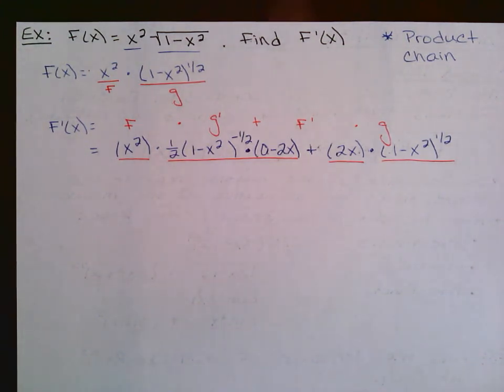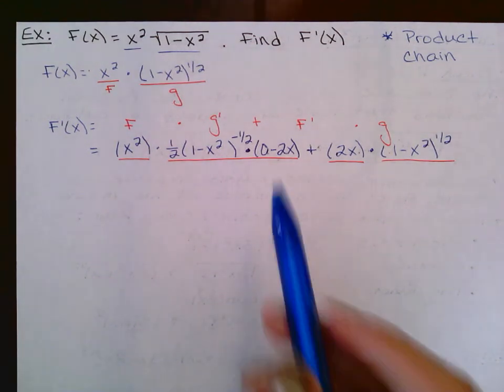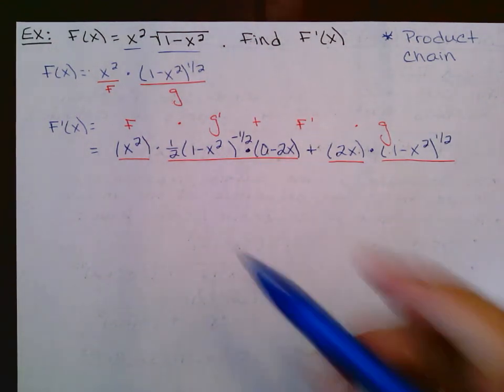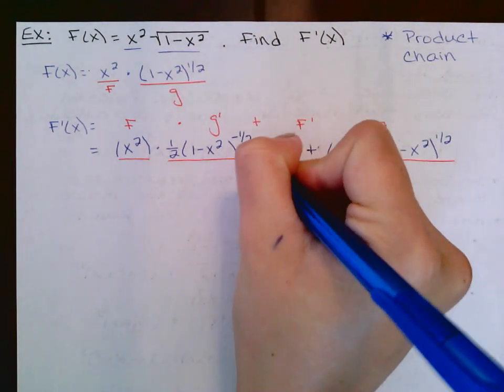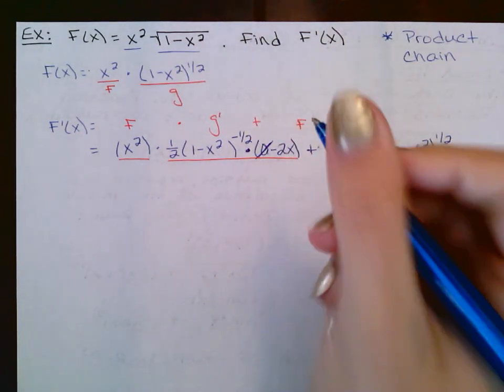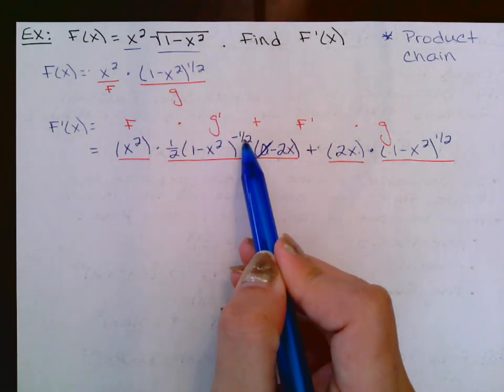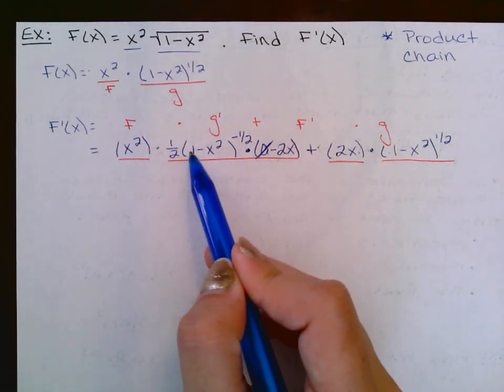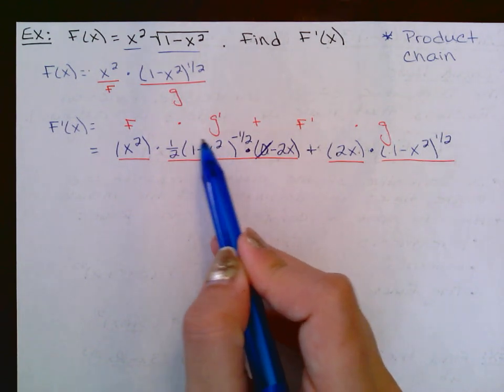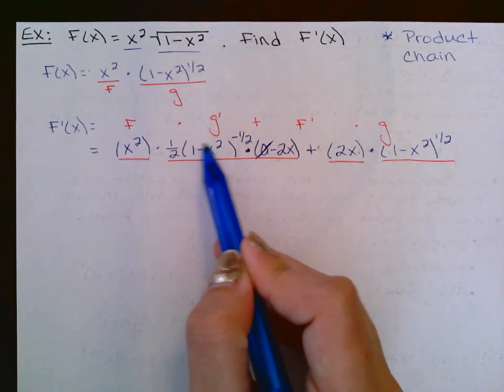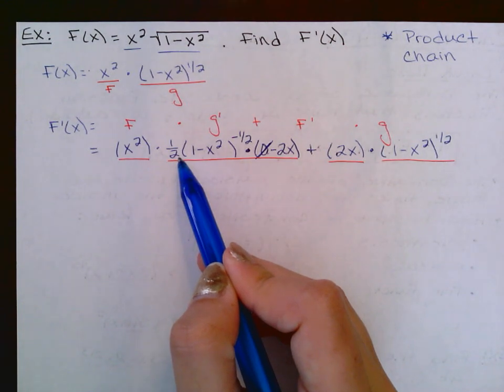When I look at this overall, I see the main two things that are going to clean up first is that this 0 is going to disappear, and I'm just left with a negative 2x here, and that here I have a negative exponent. This negative exponent only belongs to the 1 minus x squared, which means it's going to send all of this down to the denominator with a 2.